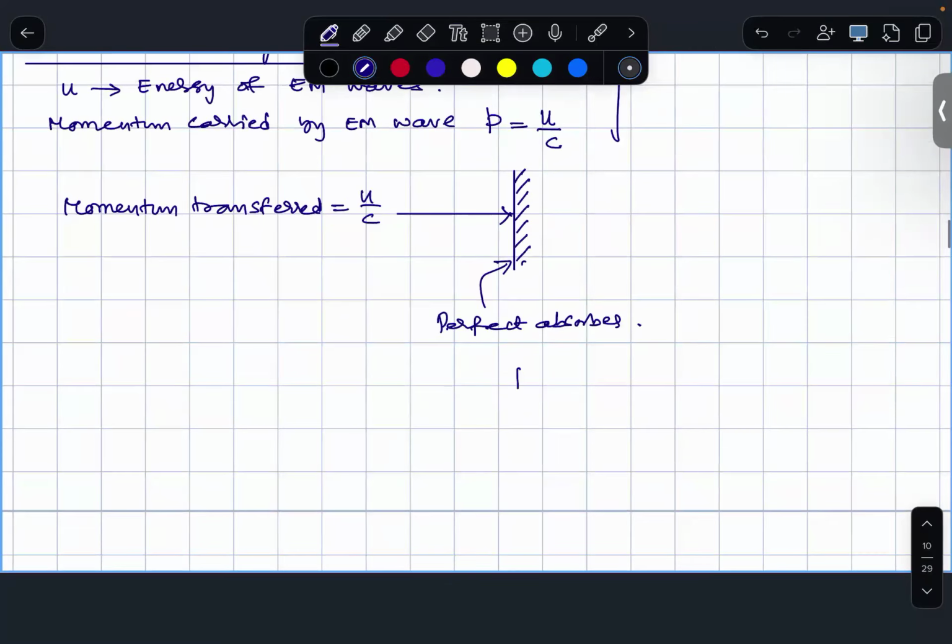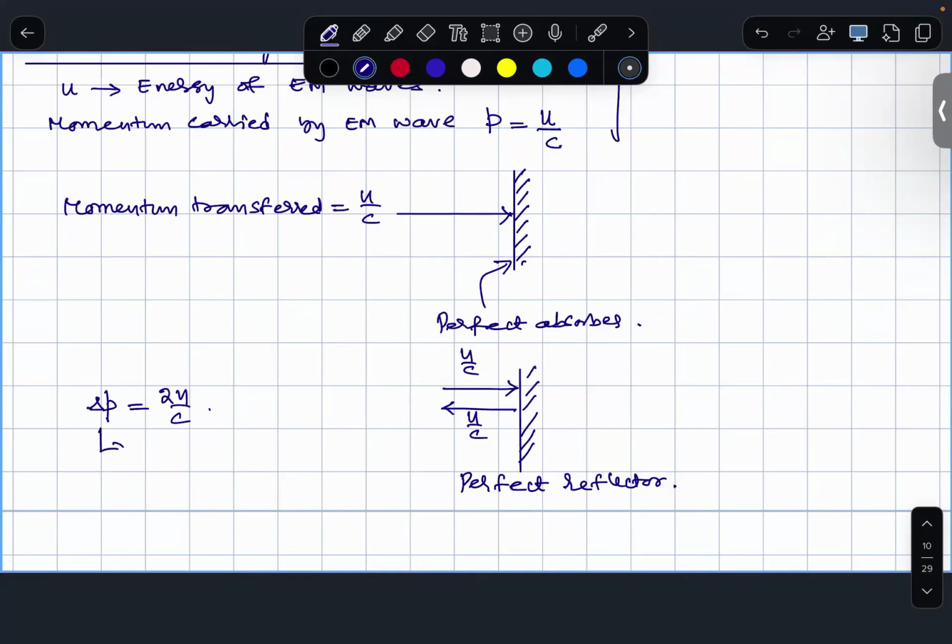Suppose it is a perfect reflector, what is given in NCERT, that I am uttering, remember. Perfect reflector. If it is a perfect reflector, what happens? It strikes with the momentum U by C and reflects back with the momentum U by C, and the change in momentum is 2U by C. So this is imparted to the surface.